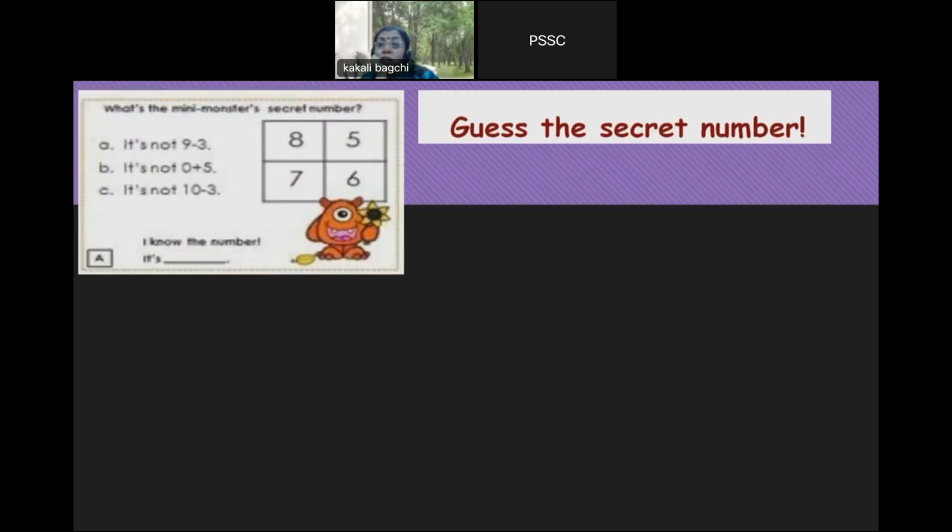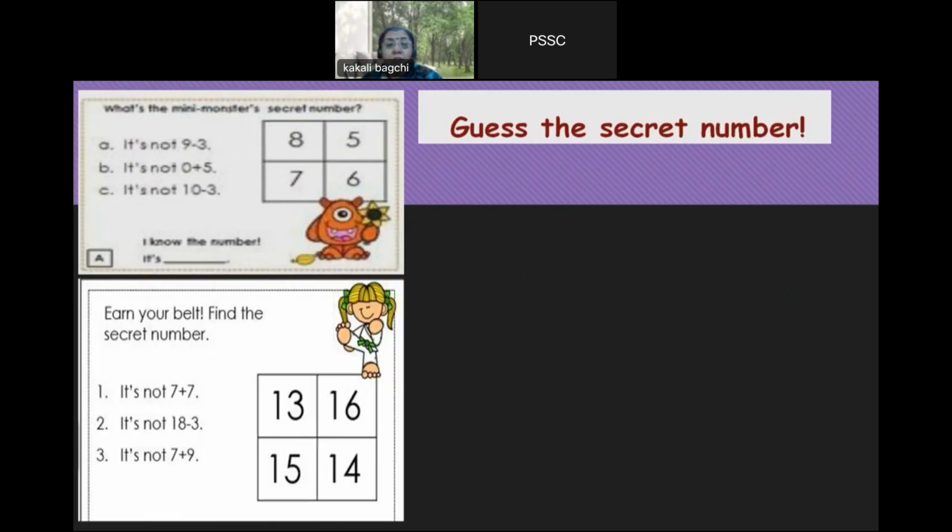Say, can we give these questions? It is not 9 minus 3, it is not 0 plus 5, it is not 10 minus 3. Who am I? Please reply, who am I? Yes. Let us go for a two-digit number. It is not 7 plus 7, it is not 18 minus 3, it is not 7 plus 9. Who am I? Yes, I am 13.